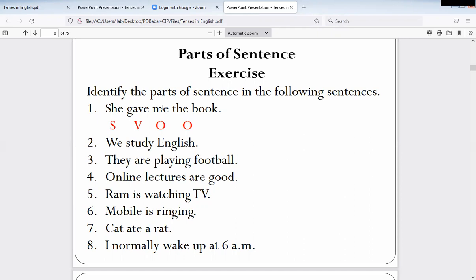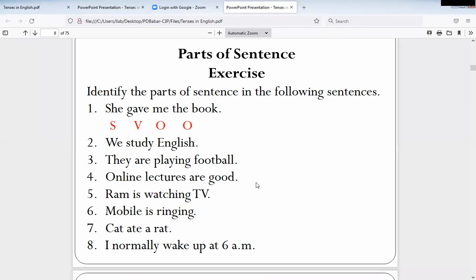Okay, so here she gave me the book. Here she is the subject, gave is the verb, me is the indirect object, and book is the direct object. We study English. So here we is the subject, study is the verb, and English is the object. They are playing football. They is the subject, are playing is the verb, and what are playing? Football. So football is the object of the sentence.